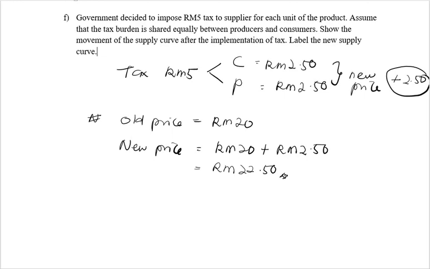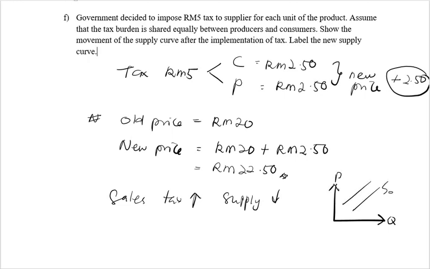So when you draw the graph, okay, what you are going to do is show the impact of tax. Okay, so when sales tax increases, supply will decrease. This is what you learned from topic 2. Okay, when the government increases tax, supply will decrease. So what happens is your supply curve will shift to the left. Okay, when you draw the graph, your supply curve will shift to the left. So you are going to draw a new supply curve on the graph.